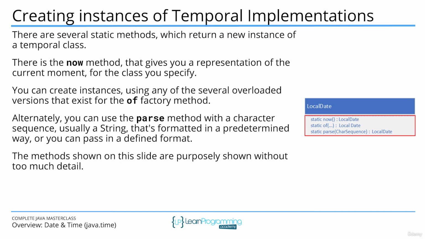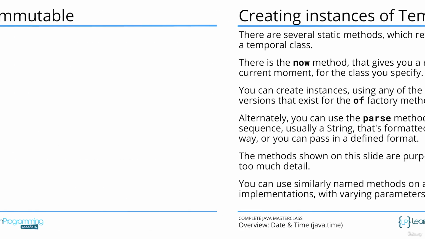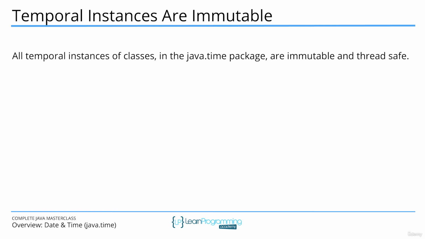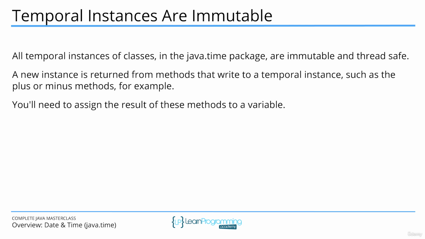The methods shown on this slide are purposely shown without too much detail. You can use similarly named methods on any of the temporal implementations with varying parameters and return types. All temporal instances of classes in the java.time package are immutable and thread safe. A new instance is returned from methods that write to a temporal instance, such as the plus or minus methods, for example. You'll need to assign the result of these methods to a variable. The original instance won't be modified.